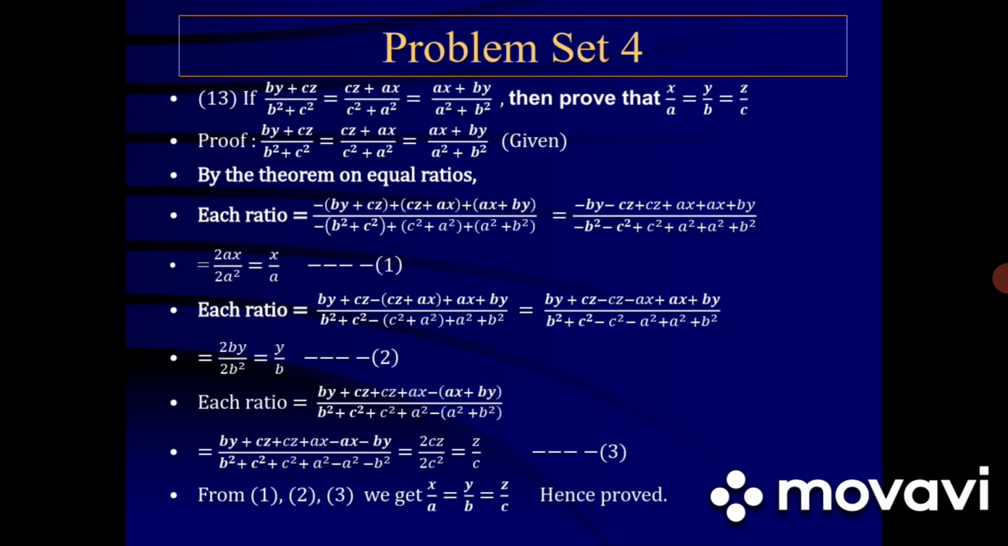Let us solve question number 13. If by plus cz upon b square plus c square is equal to cz plus ax upon c square plus a square is equal to ax plus by upon a square plus b square, then prove that x upon a is equal to y upon b is equal to z upon c. Proof: we are given by plus cz upon b square plus c square is equal to cz plus ax upon c square plus a square is equal to ax plus by upon a square plus b square.